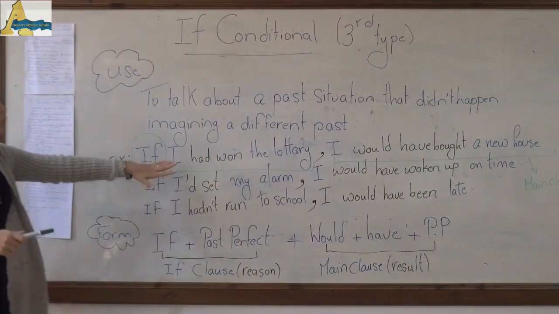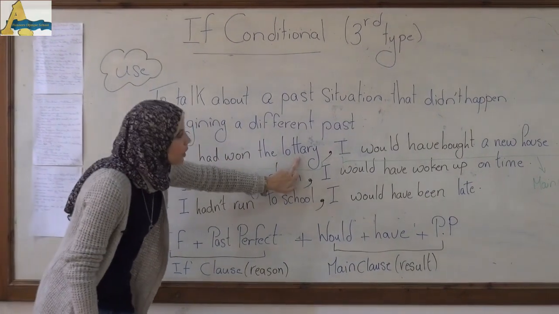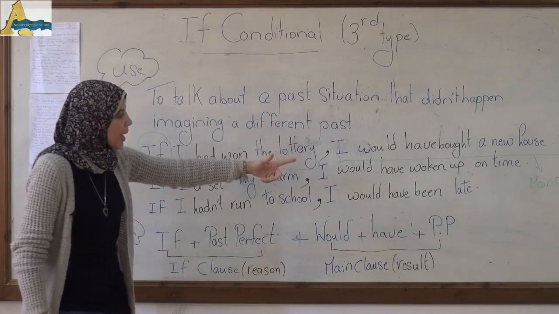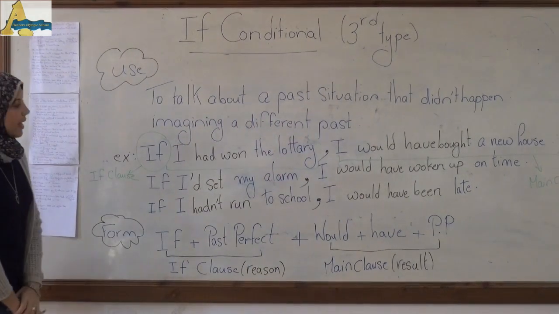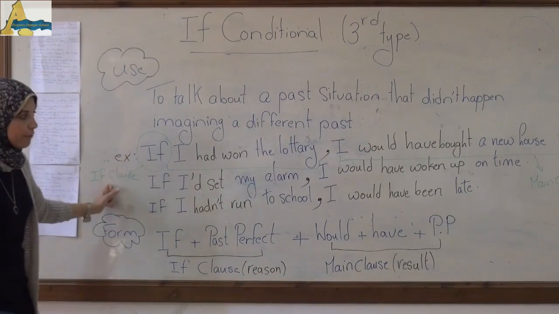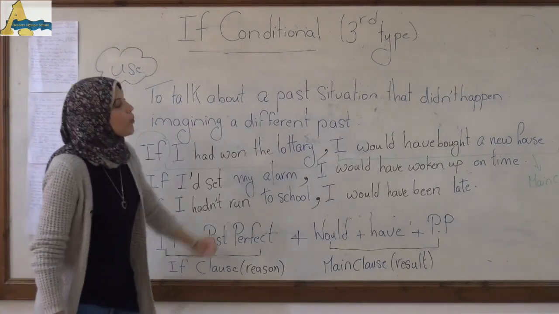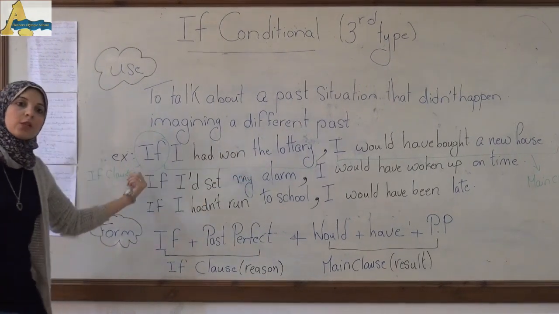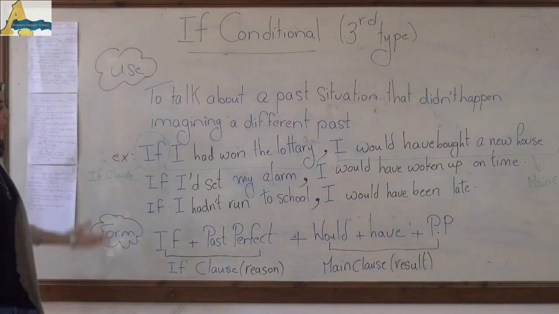Usually, if you look here, you will find that if I had won the lottery is a reason for what is going to happen. I would have bought a new house. This means that the first part, which has got if in it, the if clause, is usually a reason for the second part. But what about the second part? It's a result of the first clause. It's a result of the if clause.